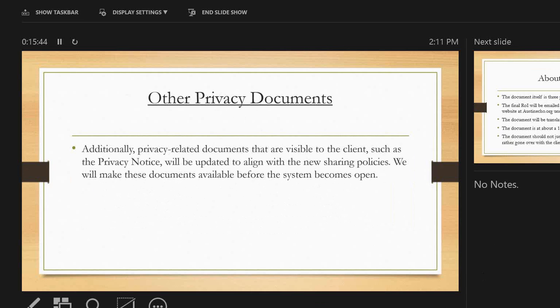So there are also some additional privacy-related documents, such as the privacy statement, the privacy notice, and the posted sign that should be posted anywhere that a client is filling out the ROI. And we are also updating those as well to match the language of the new ROI. So those will, again, be made available on the ECHO website and sent out directly to participating agencies before the system becomes open on the 1st.